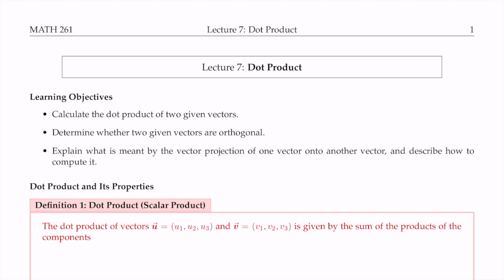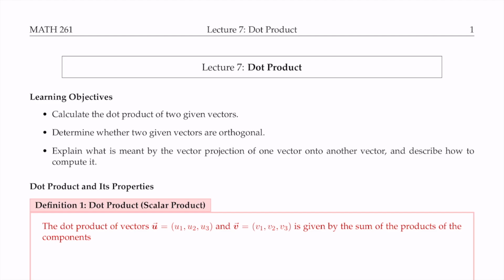And later on, hopefully we will be able to explain what is meant by the vector projection of one vector onto another vector and learn how to calculate it. The dot product is used to determine the angle between two vectors. It is also a tool for calculating projections, which we're going to learn later, to measure how much of a given vector lies in the direction of another vector. So there are a lot of geometric applications of the dot product. So it is useful to learn about the dot product.